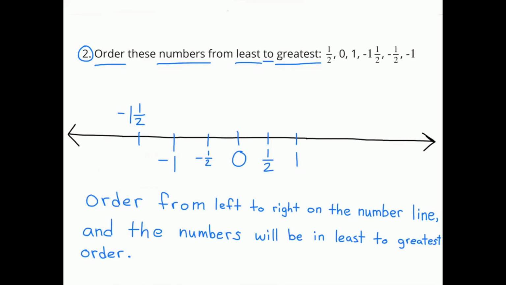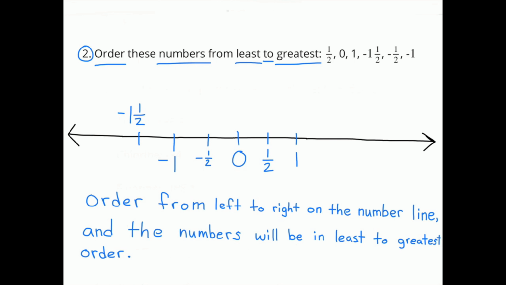Number 2. Order these numbers from least to greatest. 1/2, 0, 1, negative 1.5, negative 1/2, and negative 1. So I made my number line. To the right of the 0, I have 1/2. To the right of 1/2, I have 1.